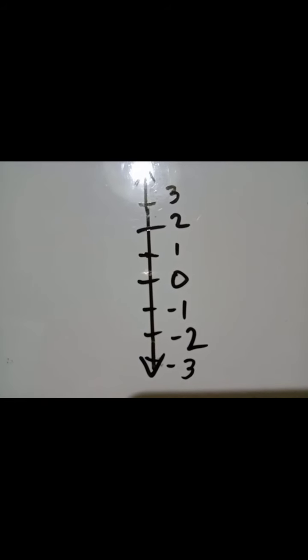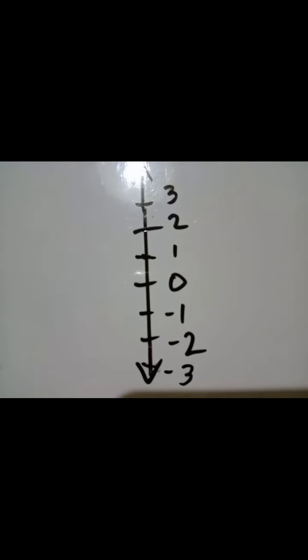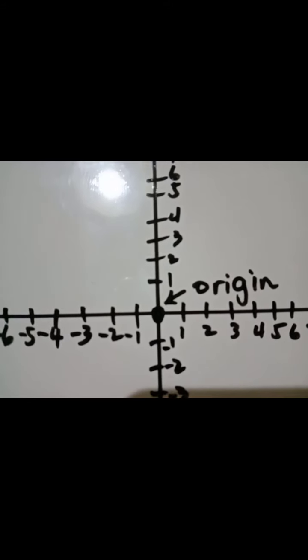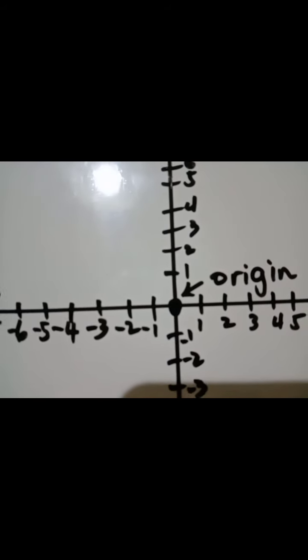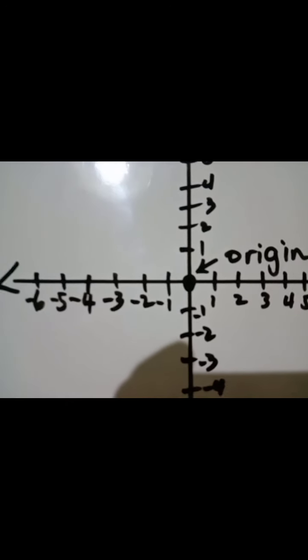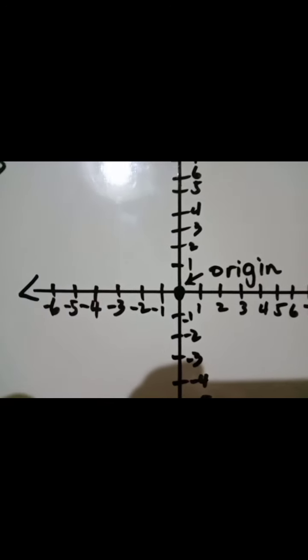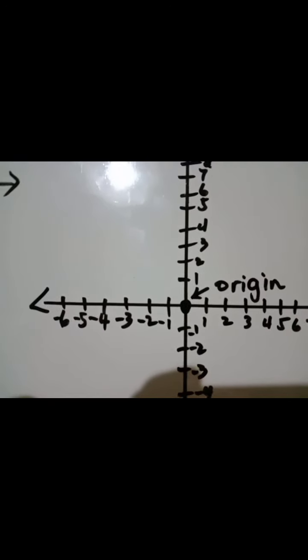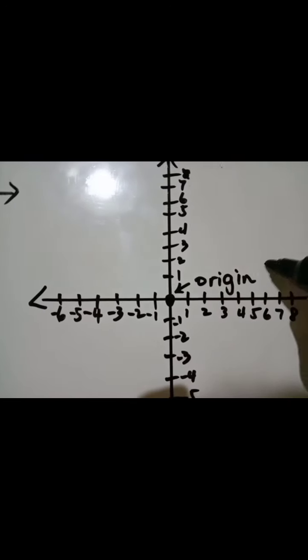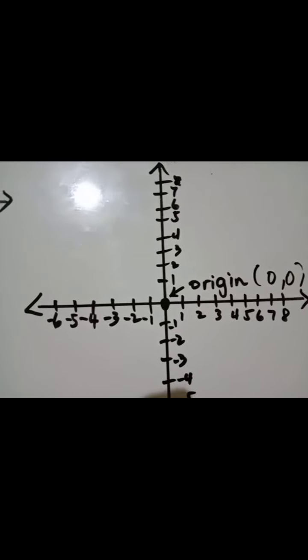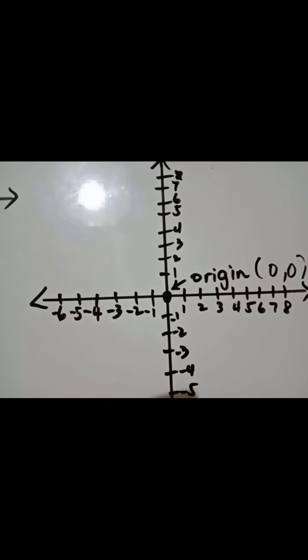So we have here the second number line, which is perpendicular to the first, and they intersect at one point wherein you have 0, 0. That is called the origin. So the coordinates of the origin are 0, 0, wherein that is the place of intersection.